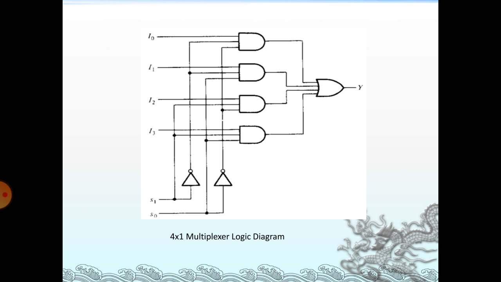Many into 1 is nothing but a multiplexer, that is a data selector. If you have 2 selection lines, S0 and S1, you have a 4 into 1 multiplexer. If you have 3 selection lines, S0, S1, S2, it is an 8 into 1 multiplexer. Next class we will discuss the next topic.